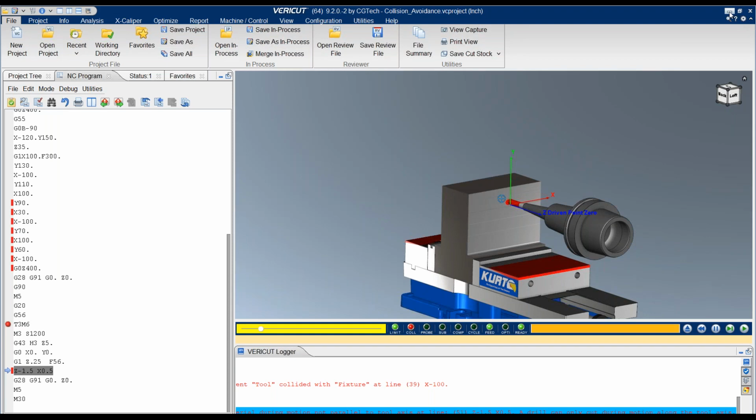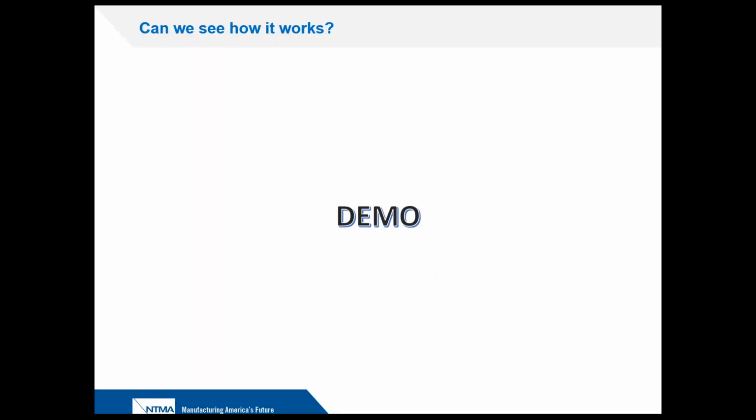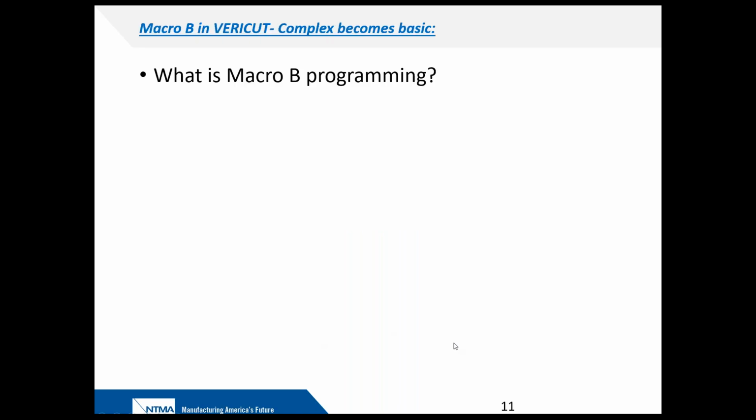All right, so this concludes the collision checking portion of the presentation. We're going to transition into MacroB programming. Again, if you have any questions over the collision checking, you can certainly ask those questions, and we'll try to get to them here at the end.